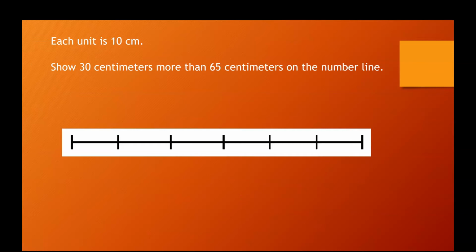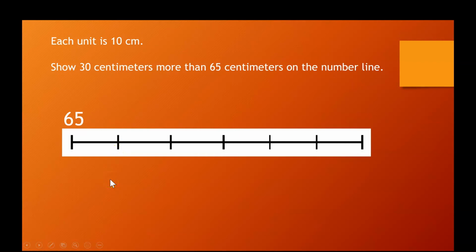All right. Each unit is 10 centimeters here on this line. We want to show 30 centimeters more than 65 centimeters on the number line. So at the beginning of the number line here, we're going to put 65. And we need to find 30 centimeters more. And each of these notches, or they're called units, are worth 10.